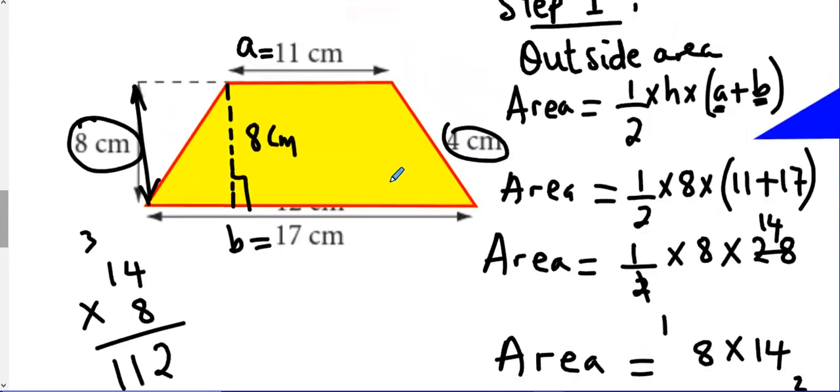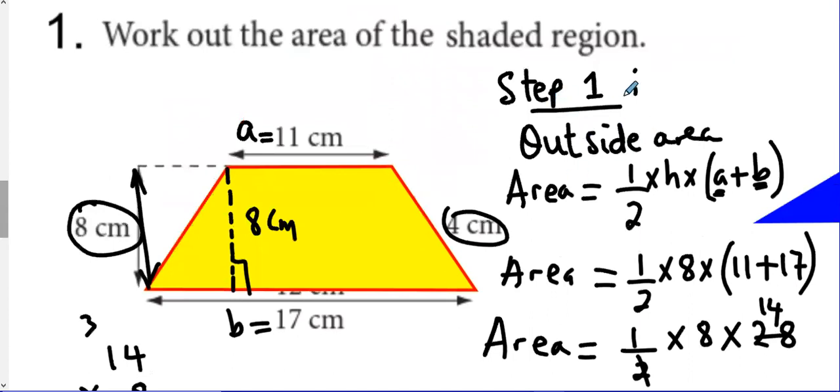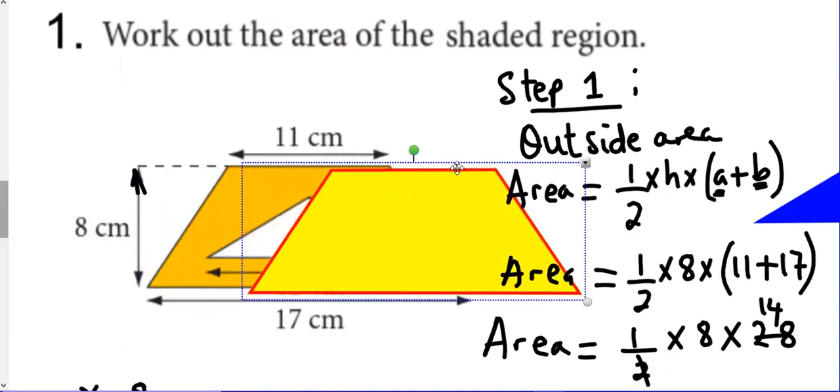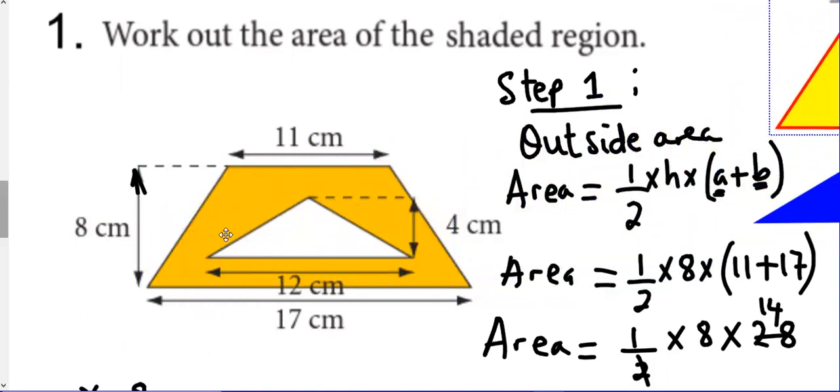Now you can pause this video and slowly copy the notes. Step 1, outside shape. The outside area is a trapezium, as you can see. Now, how do we move to step number 2? You remember step number 2? Let me remove this and then see which shape you see inside there.